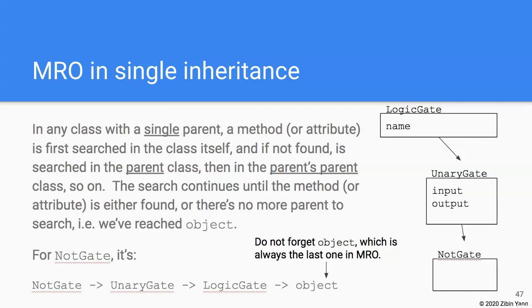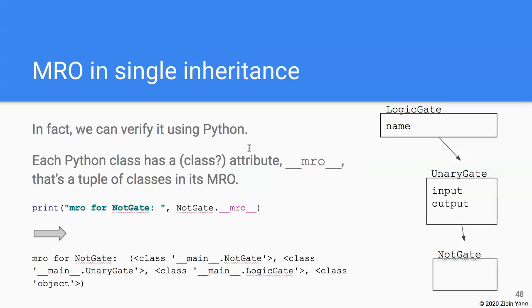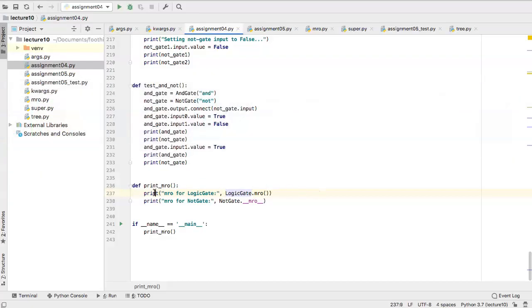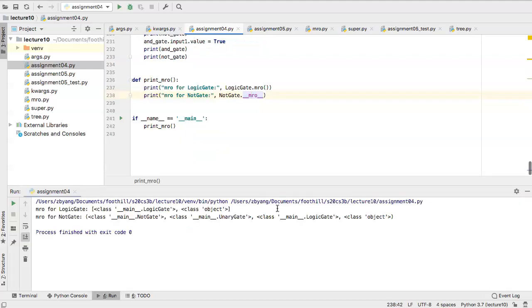We can, in fact, verify the MRO with Python because each Python class has an attribute, dunder mro. I believe it's a class attribute, even though I didn't quite verify it. So what the dunder mro is, it's basically a tuple of classes in its MRO. So I'm going to show you that. So here I can print the MRO for logic gate, and you can actually also access the MRO by calling a method called .mro, or for NOT gate, I chose to use the attribute dunder mro. So let's run that and see what we get.